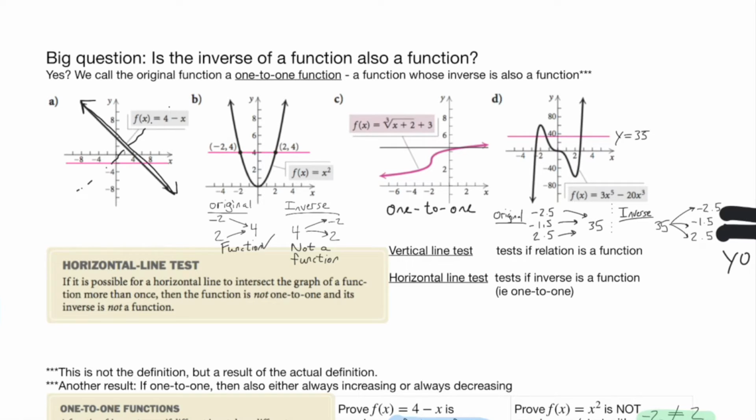We draw a horizontal line, and if it's possible for a horizontal line to intersect the graph of a function more than once, then the function is not one-to-one, and its inverse is not a function. So that's the horizontal line test. It doesn't test to see if the relation is a function. It tests to see if the inverse relation is a function.